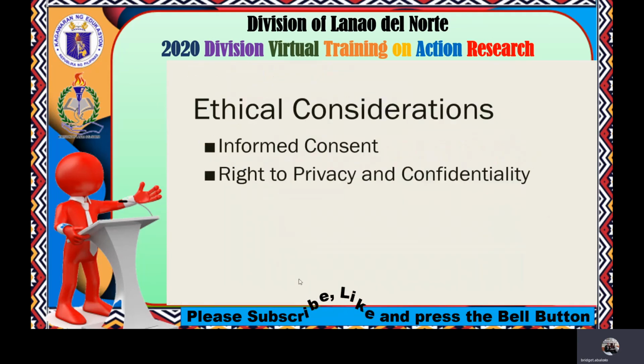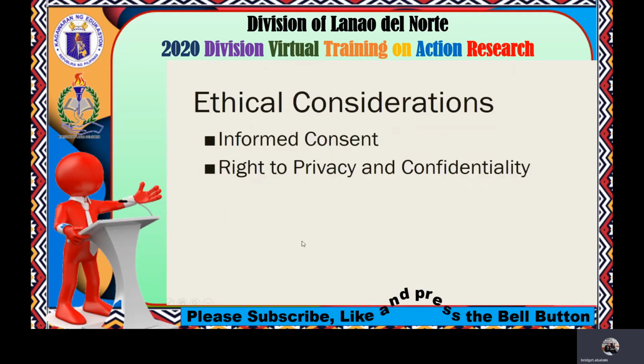Now we need to consider ethics also in the sampling procedure. In considering ethics, we need to have these two ethical considerations. First is the informed consent. Prior to selecting and including any student as participant in an action research, one must first seek permission from the adults who have been entrusted with their care and protection.